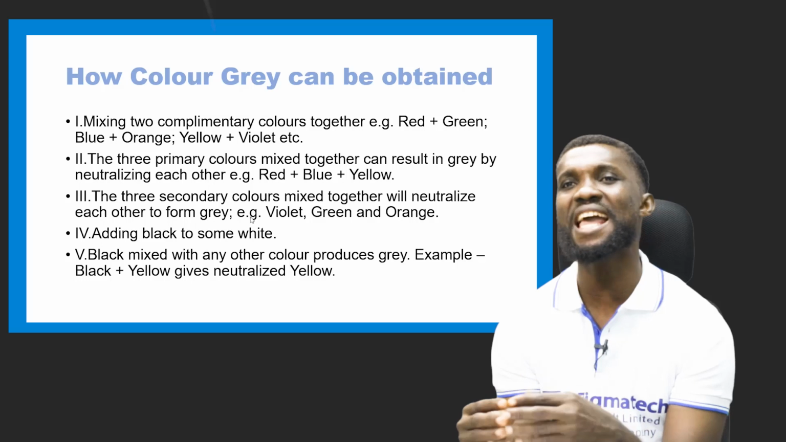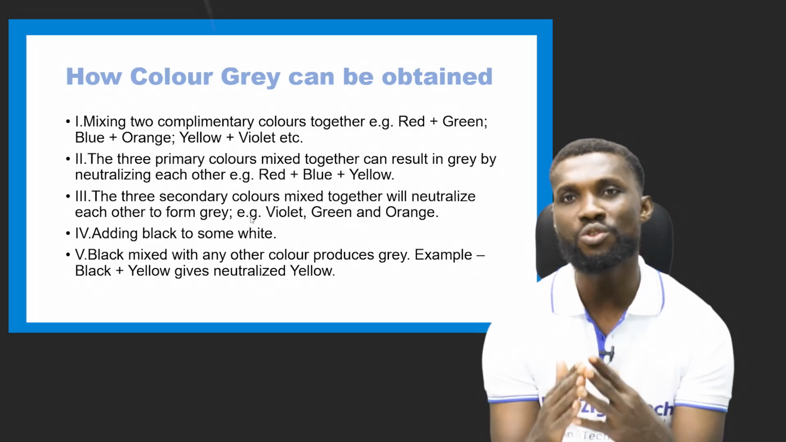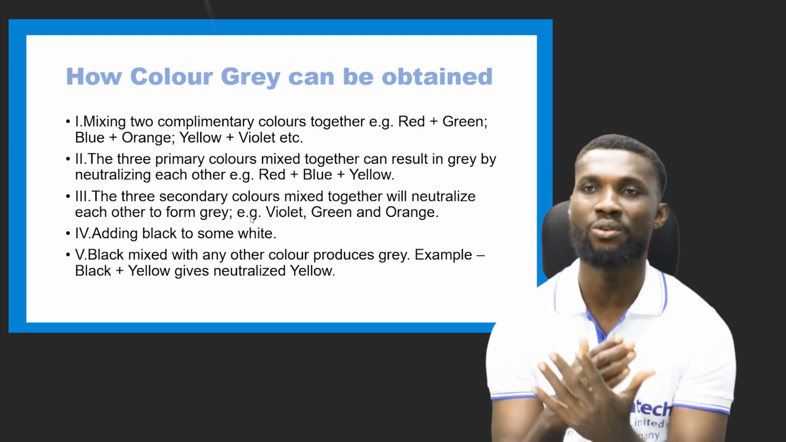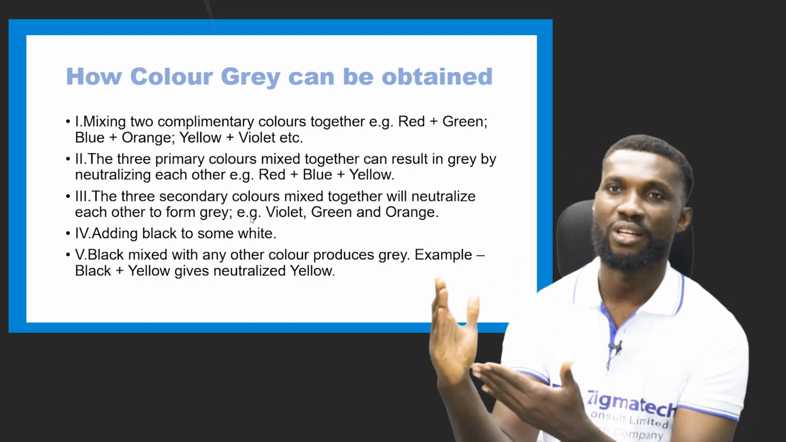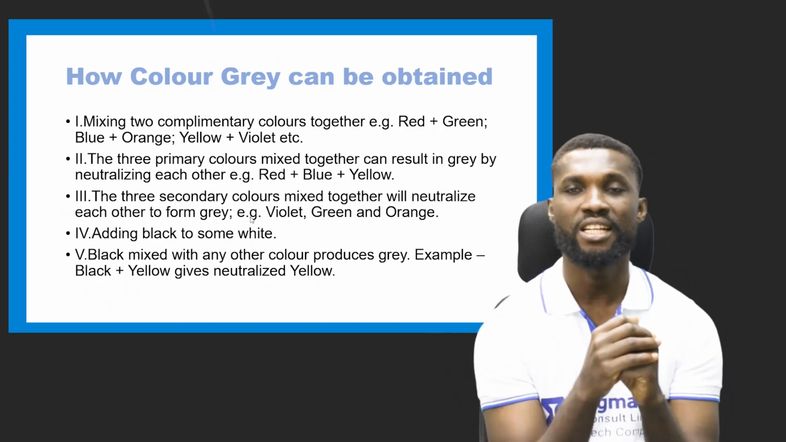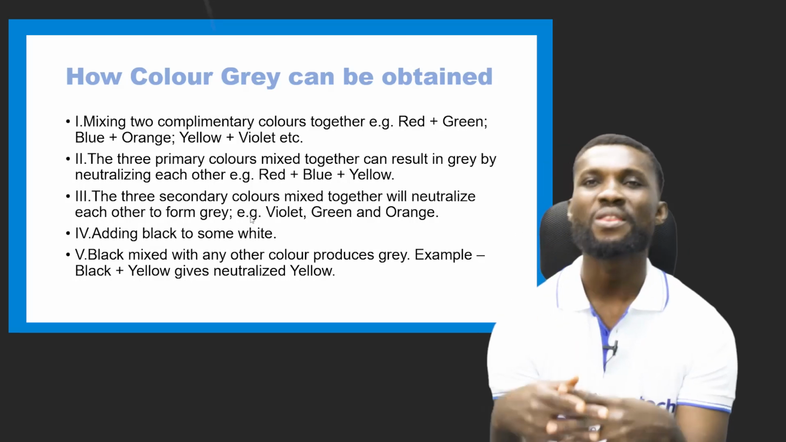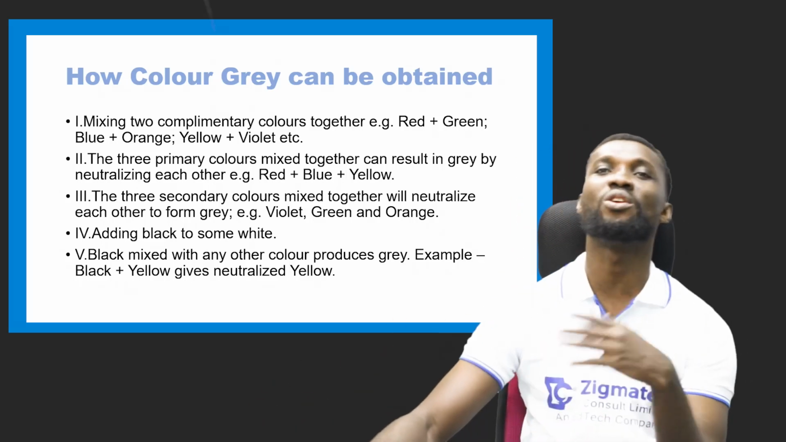Now black mixed with any other color produces what? Gray. That's one thing you should know. If you mix black with any other color, it kills it straight up to give you a kind of neutralized gray. Black mixed with yellow will give you a neutralized yellow. The same thing, black mixed with red will give you brownish red, or you can call it brown.